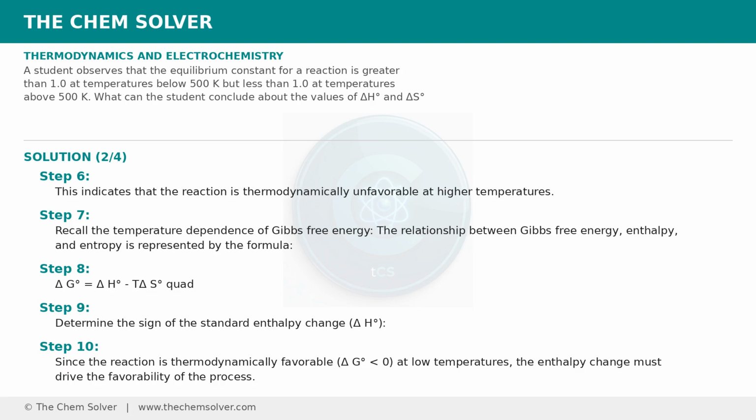Recall the temperature dependence of Gibbs free energy. The relationship between Gibbs free energy, enthalpy, and entropy is represented by the formula delta G degrees equals delta H degrees minus T delta S degrees.